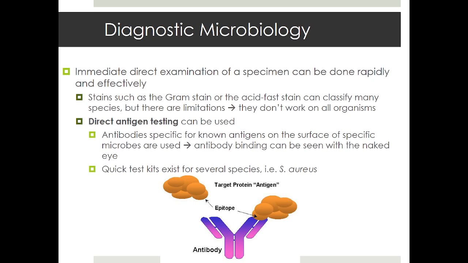So your species might produce a certain special kind of protein or an enzyme or a receptor on its cell surface that others do not. There are some great quick test kits for several species. We see these all the time for strep.